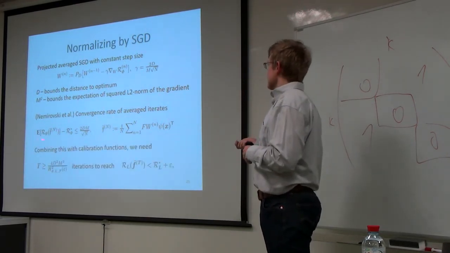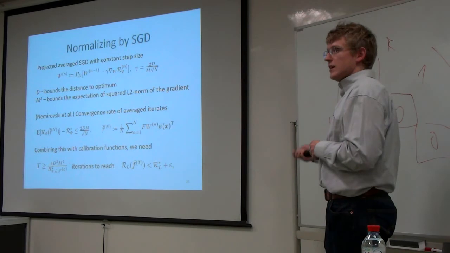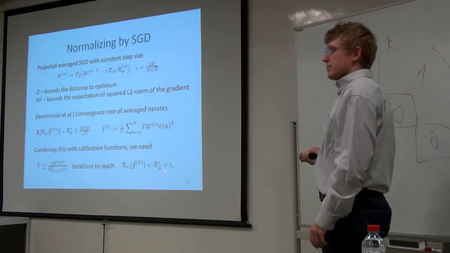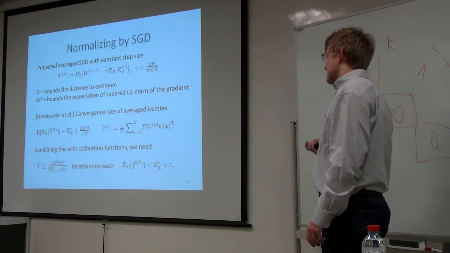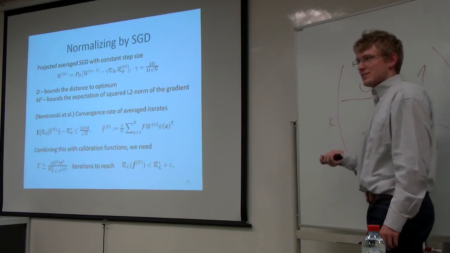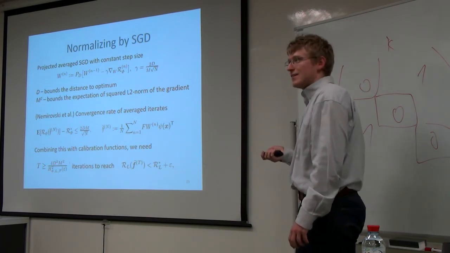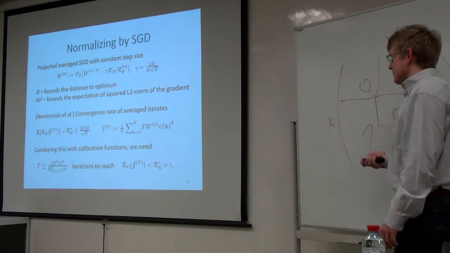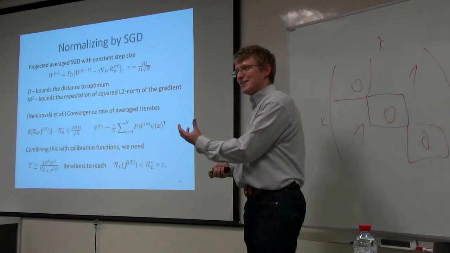If we combine the rate with the calibration functions, basically we invert the rate, and then we can get this statement. To reach accuracy of epsilon on the expected actual population risk, we need this number of iterations. So what does this quantity depend on? It depends on d and m, the quantities that were in the convergence rate and calibration function. So that's the kind of result that I promised you in the beginning: the actual guarantee on the test error.